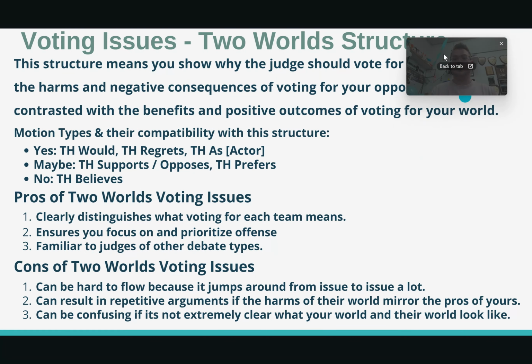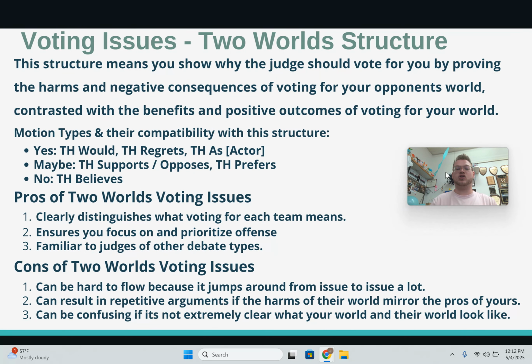With that being said, though, let's break down the reasons why you might choose or not choose each of the different structures available. The first structure is the two worlds option, and that means you are showing the judge why they vote for you by proving the harms and negative consequences that would occur if they voted for your opponent's world, contrasted with the benefits and positive outcomes of voting for your world. Now, there are lots of different types of motions in world schools debate. There's this house would, this house regrets, this house as actor, this house supports, this house supposes, this house prefers, and this house believes. There are also other really less frequent types, but those are the most common.